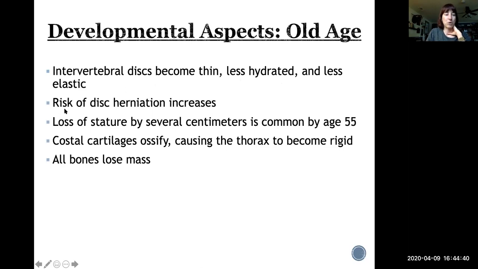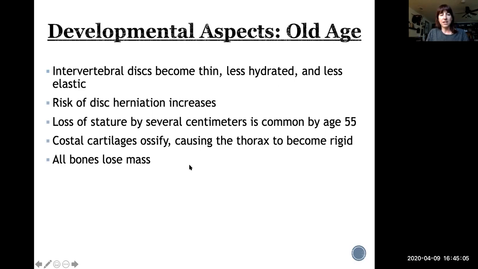As you get older, the risk of disc herniation increases. A hernia is, of course, like slipping a disc. So the disc would be squeezed out from in between the two vertebrae. A hernia in that respect is like coming out where it shouldn't be. You lose height, right? So loss of stature, because your intervertebral discs are becoming thinner.